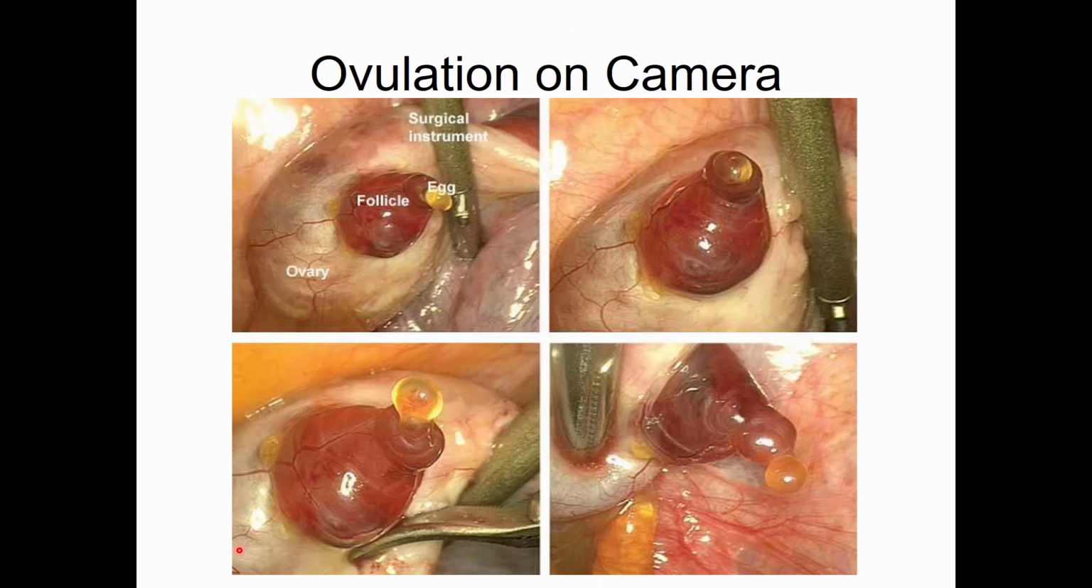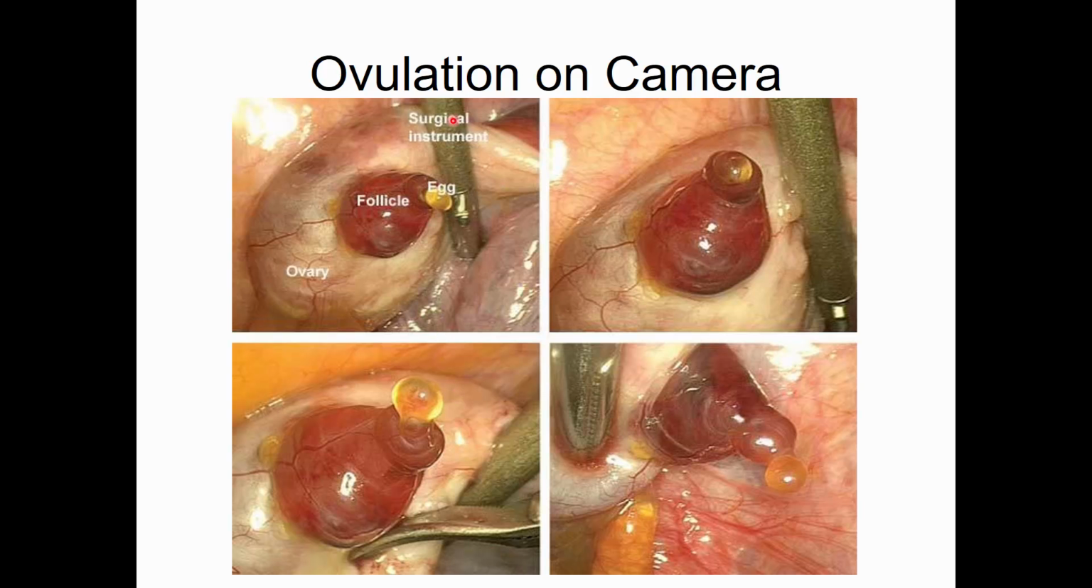So here's a fun picture. This woman was having surgery for something else. The surgeon looked over and said, "Leaping lizards, get the camera. We have ovulation going on." So the follicle is ballooning out, and there's the egg to be released. Sometimes it bursts. Sometimes it takes some time for the oocyte to be squeezed out.